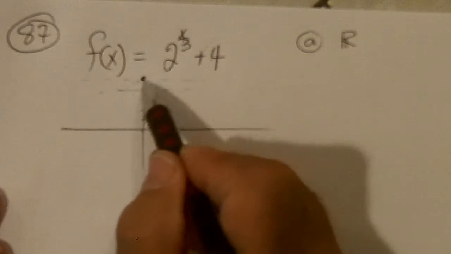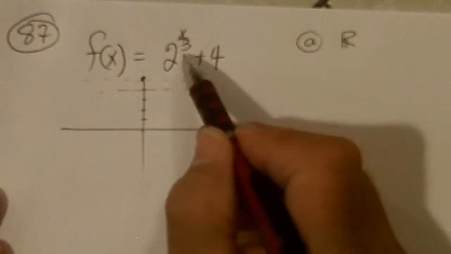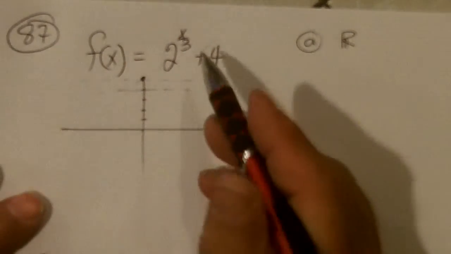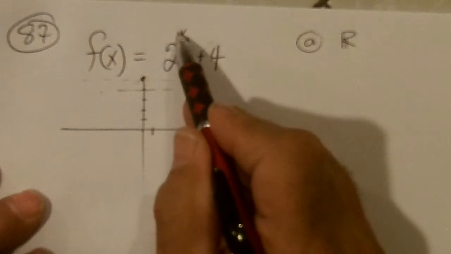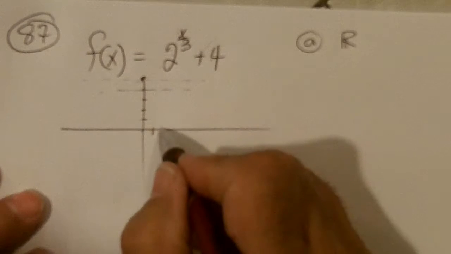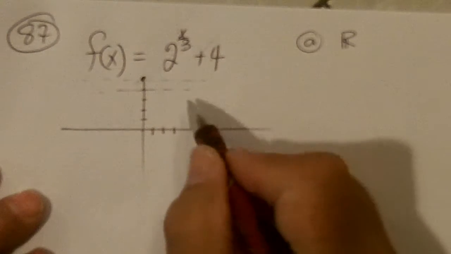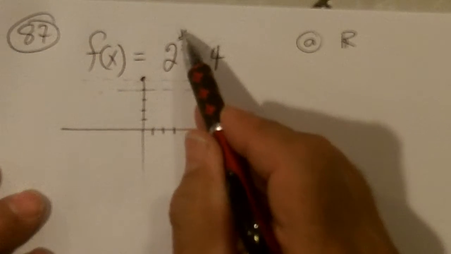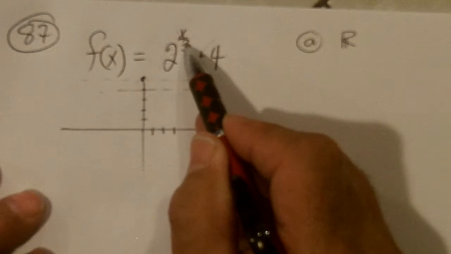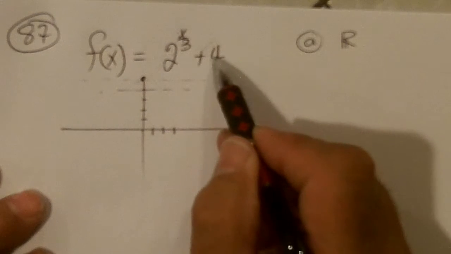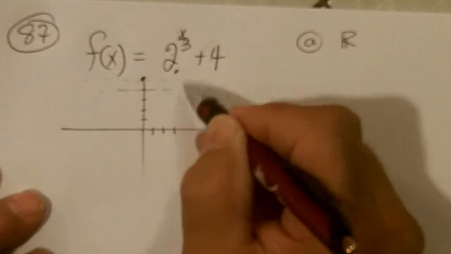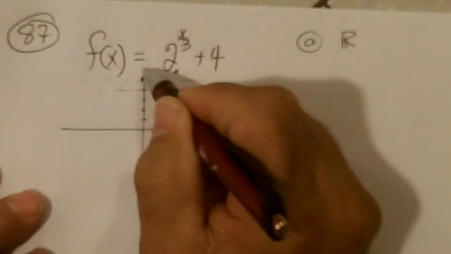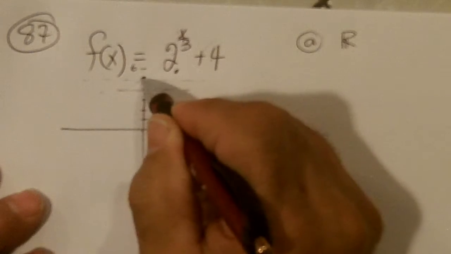And so it's going to go something like this, except that it's a third of x, so it's 3 times as wide. Now normally if you go over 1, you'd have 2 to the 1, but it's only to the 1/3. If you go out to 3, you'd have 2 to the 3 over 3, which is 2 to the 1, which is 2, plus 4 is 6.